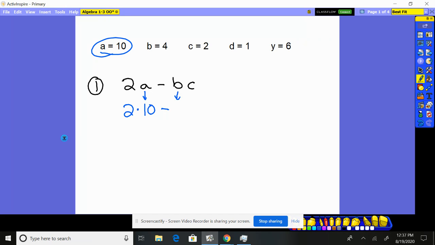Minus, all right, what is B? B it says is 4. So I'll put a 4 right here. Times C's value, which it said is 2. So now it's just an order of operations problem.